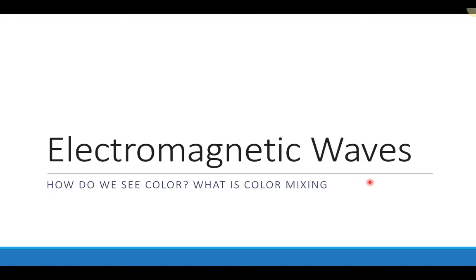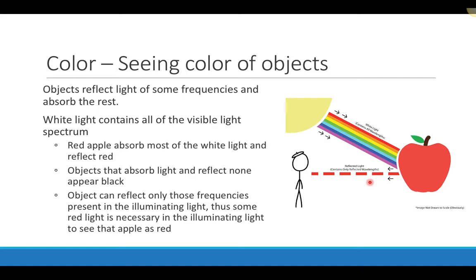In this particular presentation, we're going to focus on how we see different colors and what color mixing is. Objects appear to be a particular color based on the light that is reflected off of those objects. So here's a person, and we have a red apple, and we have sunlight coming down and striking this apple.